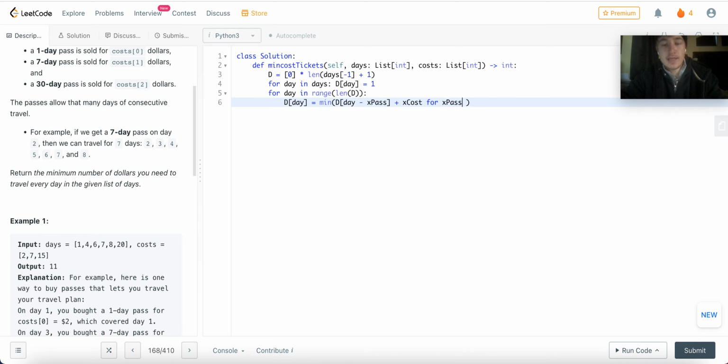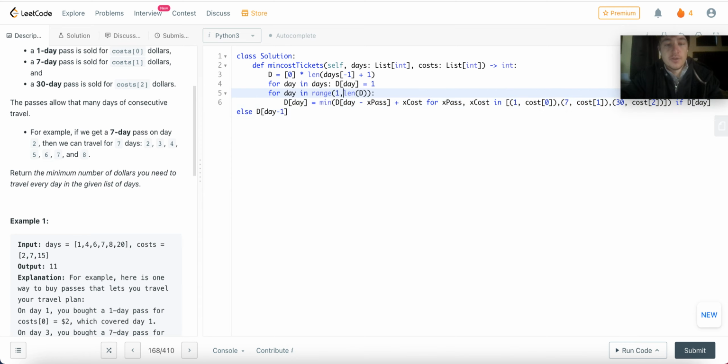And what are our options? Well, we can do X pass, X cost in, so there's 3 pairs. We could spend a 1 day pass, and that'd be cost of 0. We could do a 7 day pass, and that'd be the cost of 1. Or we could do a 30 day pass, and that'd be the cost of 2. So that would be my corresponding costs if the day exists. Otherwise, our cost would just be D of day minus 1. Oh, D of the previous day, whatever the cost is to the previous day.